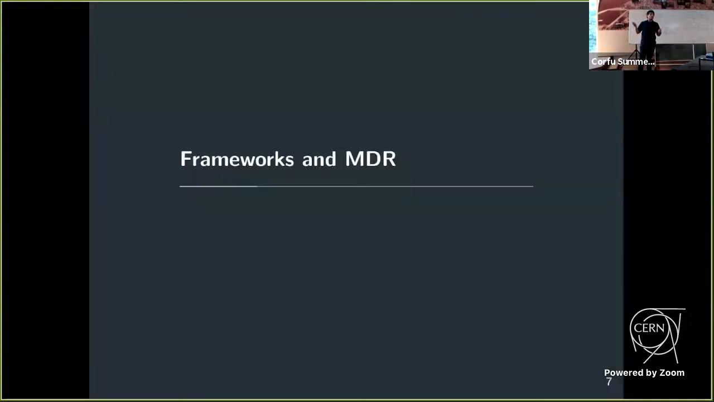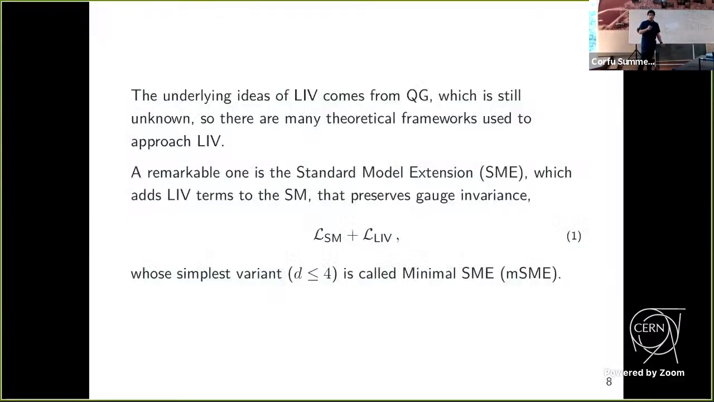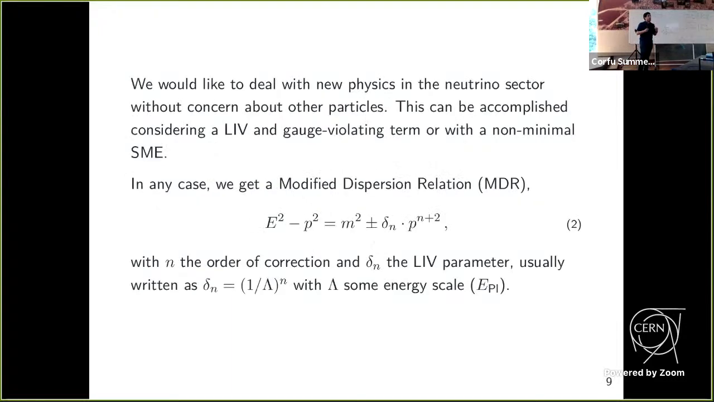Now, how do we approach LIV, Lorentz invariance violation? The underlying ideas of Lorentz invariance violation come from quantum gravity, and they are still unknown. There are many different frameworks, many different ways to approach Lorentz invariance violation. The most used one, I think, is the standard model extension. But in this simple model, we want to deal only with the effects of Lorentz invariance violation in the neutrino sector. We don't want to consider the effects in other particles.